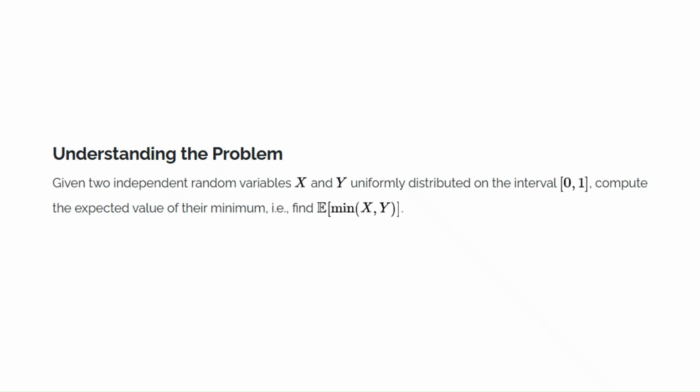Given two independent random variables x and y uniformly distributed on the interval 0 to 1, compute the expected value of their minimum. That is, find the expected value of minimum of x and y. So we'll solve this question using two different methods. Let's go ahead and see how we solve this using the first method.